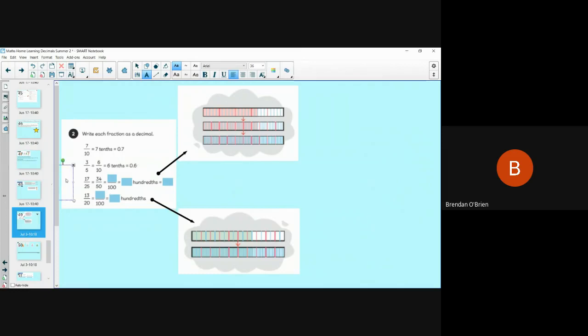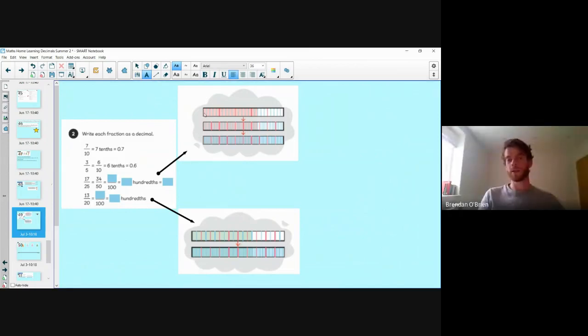I want to look at these ones with you. We're going to do these ones together. So we've got 17/25ths. I've got my arrow up here. I can see here that in the pink shading, I've got also 17/25ths. Here is 25. The blue lines represent 1, and there are 17 of them shaded in. So that's our 17/25ths.